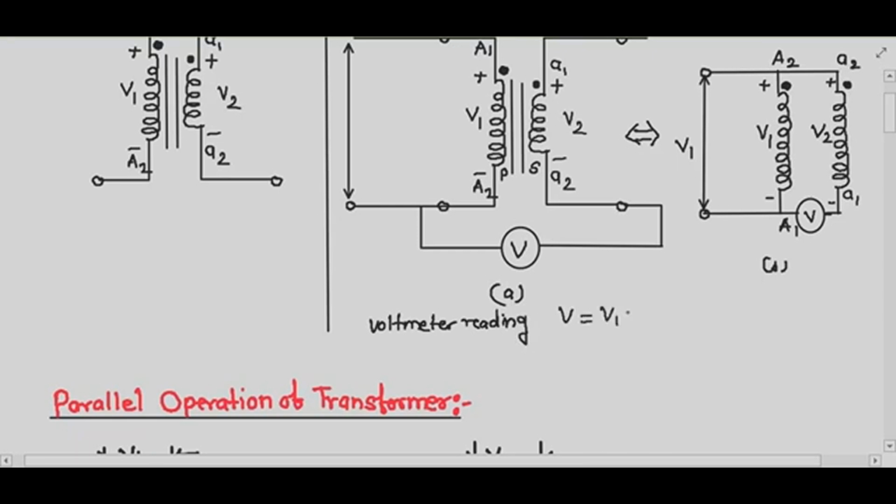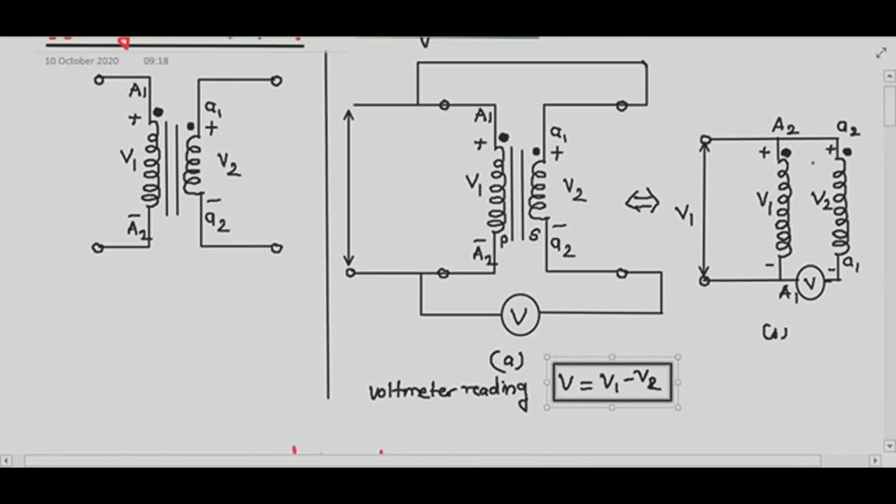V equals V1 minus V2. Why is it like this? Because here two windings are connected in series like this. If we apply Kirchhoff's voltage law to this loop, this voltage, if I take it as negative, minus V2, it will become plus V2, V1. This means the voltmeter is indicating the difference between the two voltages, V1 minus V2, so the polarity marking of the transformer is like this, with dots. Both ends of the two windings are becoming positive or negative simultaneously.